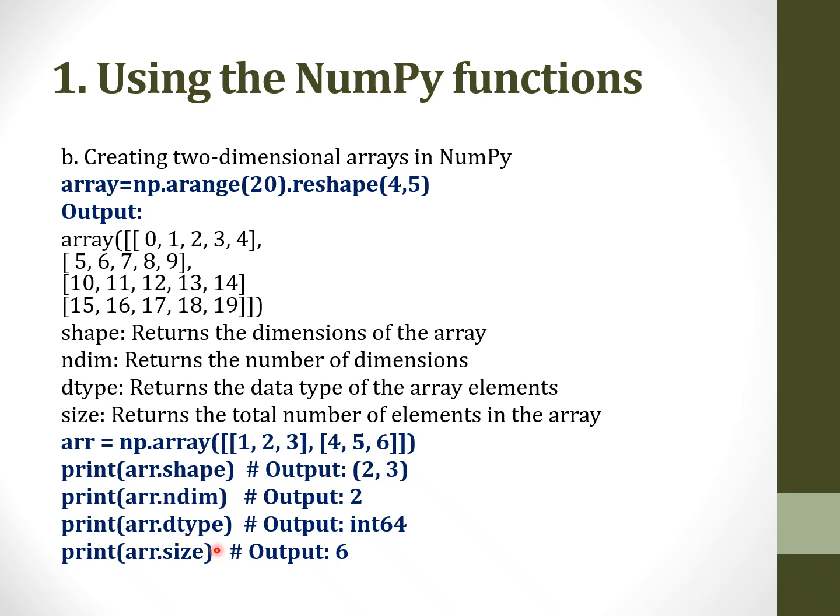So this returns the data type of the array element. The data type of these array elements is int64, so int64 will be printed. Then arr.size: if we want to know the number of elements in an array, we can use the function size. In this matrix we have 6 elements, so the output will be shown as 6. So this is how you create a one-dimensional array and use different functions to get values from that array.